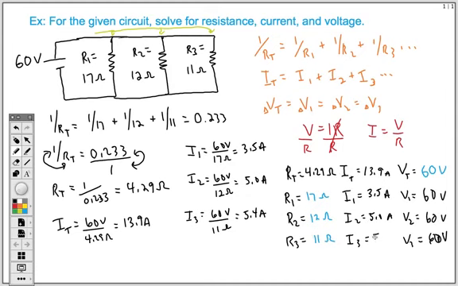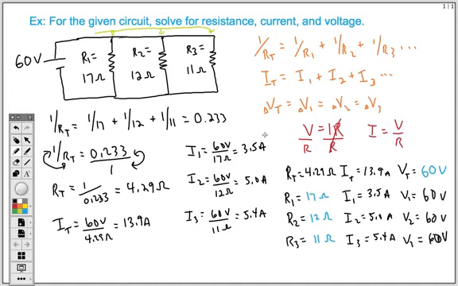and then 5.4 amps. After solving these three currents, we can self-check utilizing our second rule, where if we add up all of our currents, we should get the total current. If we were to do 3.5 plus 5 plus 5.4, it would all total up to 13.9.